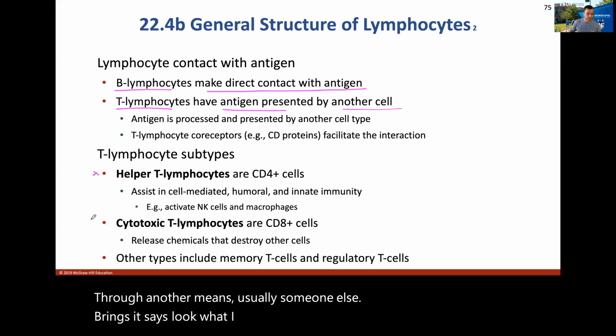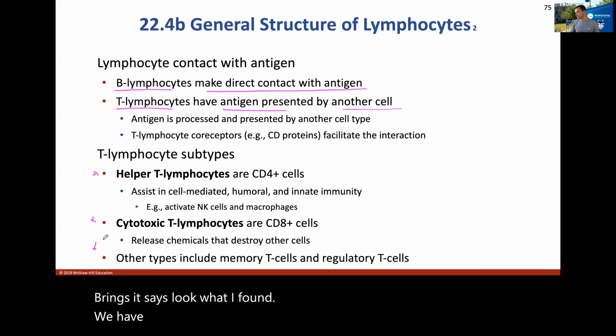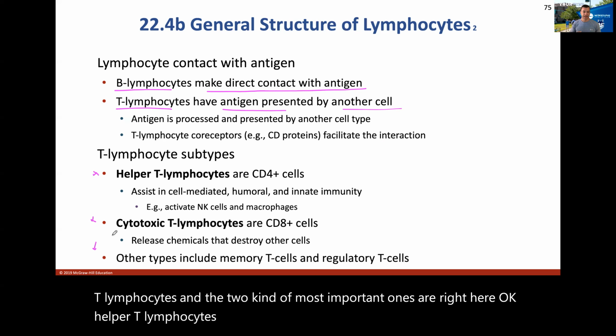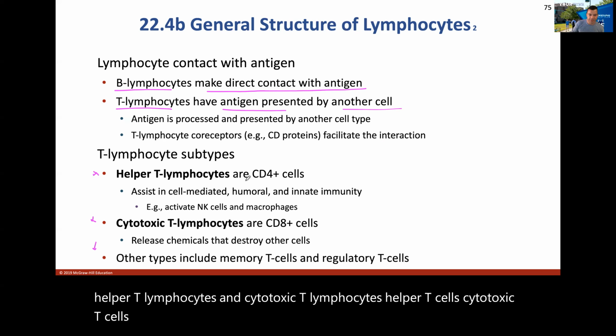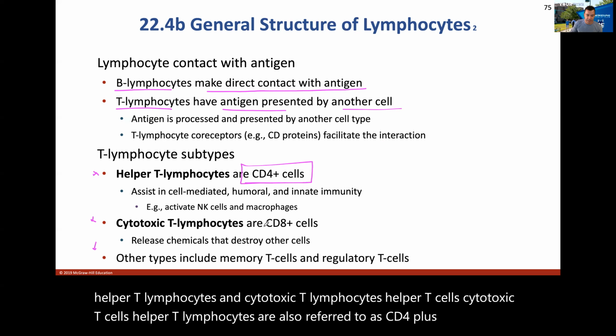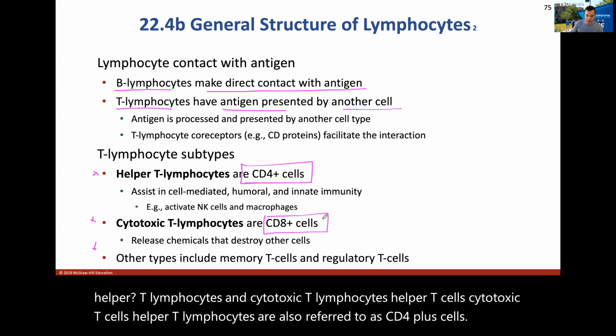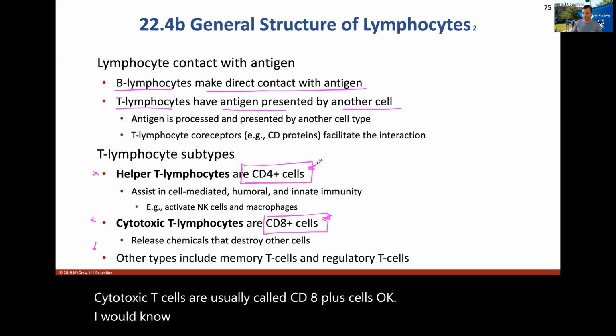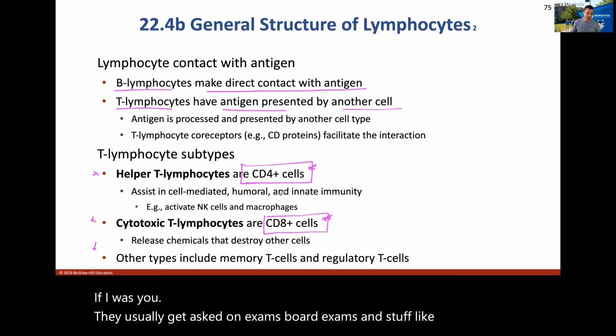We have several different types of T lymphocytes, and the two most important ones are right here, okay? Helper T lymphocytes and cytotoxic T lymphocytes. Helper T cells, cytotoxic T cells, okay? Helper T lymphocytes are also referred to as CD4 plus cells, okay? Cytotoxic T cells are usually called CD8 plus cells, okay? I would know those if I was you. They usually get asked on exams, board exams, and stuff like that, from what I hear as well.